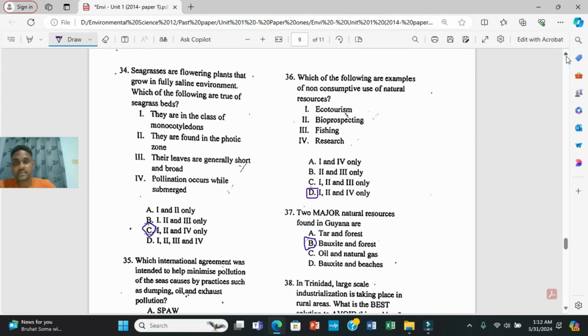Number 36, guys. Which of the following are examples of non-consumptive use of natural resources? The answer is D, 1, 2, and 4. 1, ecotourism. 2, bioprospecting. And 4, research. Number 37, two major natural resources found in Guyana are B, bauxite and forest. Of course, you know, bauxite is short and is major, but, and forest, guys, bauxite is not an island. It's not surrounded by a sea, and of course, the forests outdo the beaches by far.